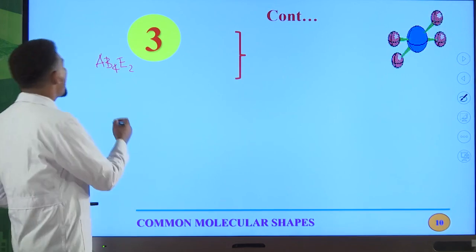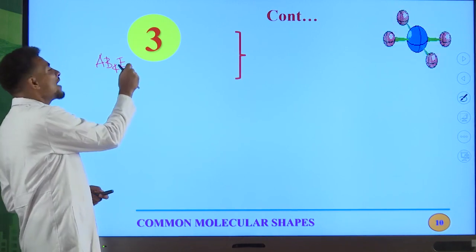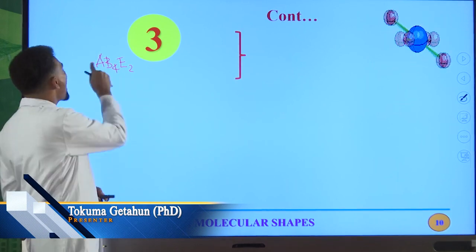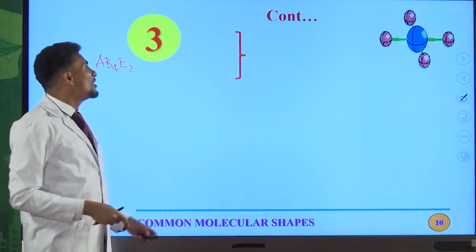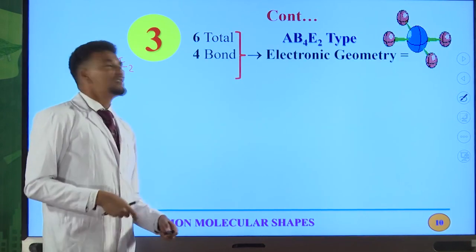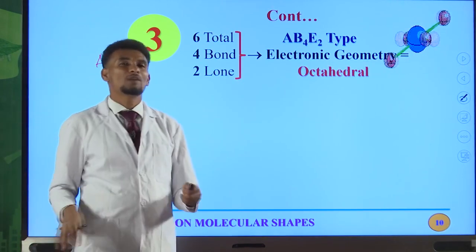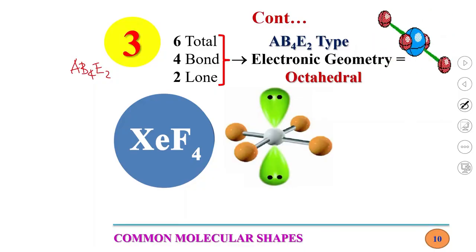So in this case, totally how many electron pairs? We have totally 6 electron pairs, 4 plus 2. From these 6 electron pairs, 4 of them are bonding pairs, AB4. These B atoms are bonded with the central atom, and the molecules that have this type, AB4E2, have an electronic geometry of octahedral. However, their molecular shape or molecular geometry is square planar. So we can draw the Lewis structure, for example, for these type of molecules as this one. Totally we have 2 lone pairs of electrons.